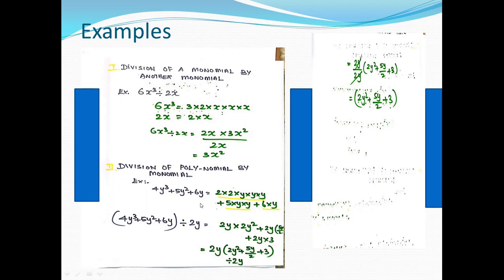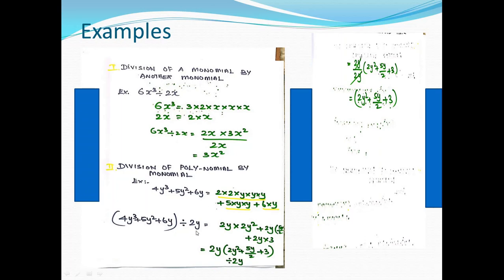Next one is division of a polynomial by a monomial. So one polynomial is given, and you have to divide the polynomial by a monomial. The given expression is 4y cube plus 5y square plus 6y, and it can be factorized as: 4 can be factorized as 2 multiplied by 2 and y cube can be factorized as y multiplied by y multiplied by y, plus 5y square can be factorized as 5 multiplied by y multiplied by y, plus 6y can be factorized as 6 multiplied by y.